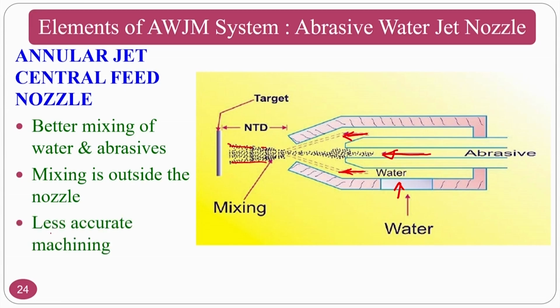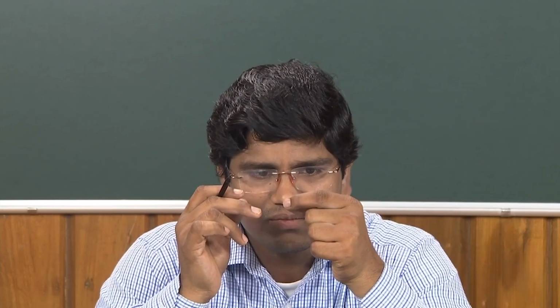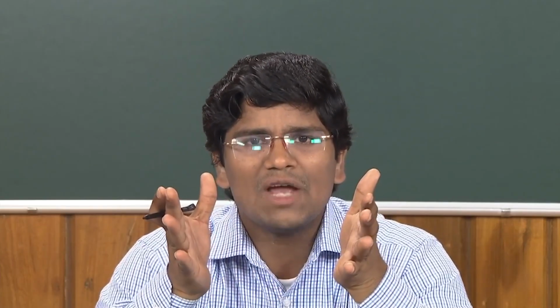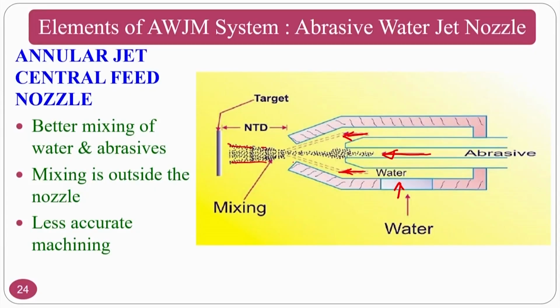At the same time, the basic problem here is less accurate machining. That means that because the water is coming out and the abrasives are coming, the abrasives will split the water jet. Assume that a 1 mm diameter water jet is coming, if you are feeding the abrasive particles at the center, what will happen? The jet will try to diverge. Okay. So, that is why less accurate machining will be a problem of this particular nozzle.